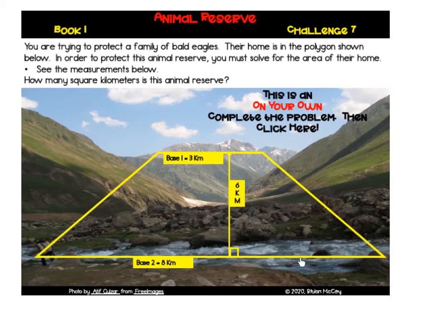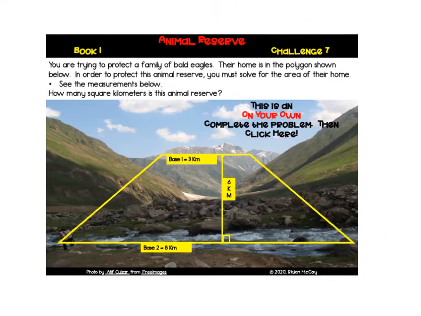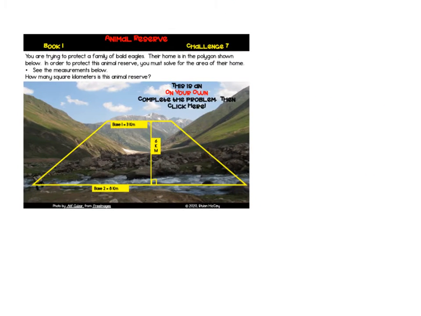Alrighty, my friends. So first and foremost, this polygon here is actually called a trapezoid. I am sure you knew that. However, what we need to do is first write down the formula to figure out the area of a trapezoid. And the formula is area equals base 1 plus base 2, and then you're going to divide all that by 2 and then multiply whatever that is by the height. And bam.